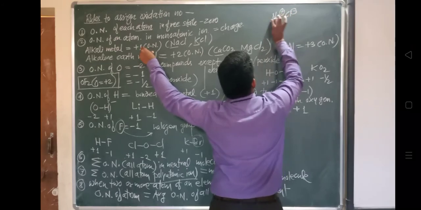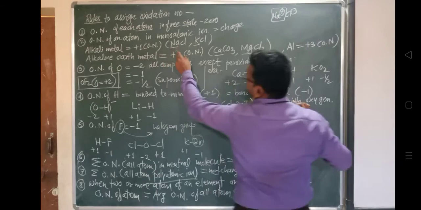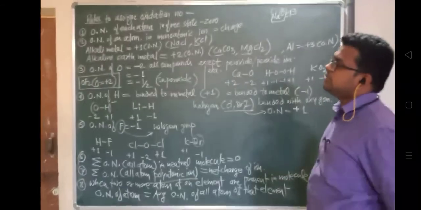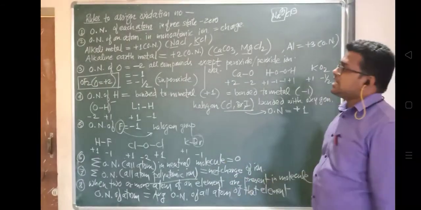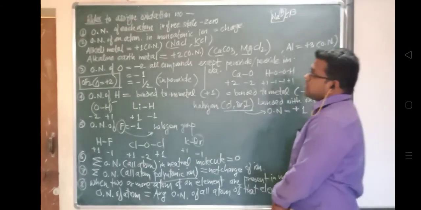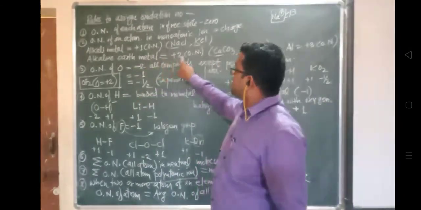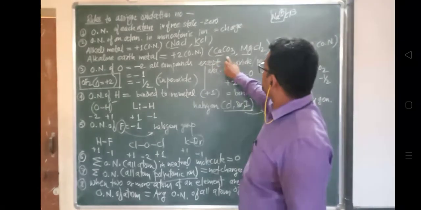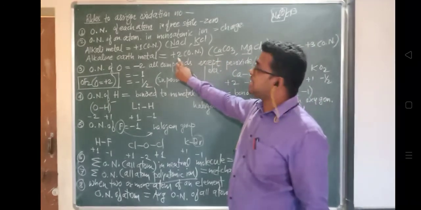So now this Na plus, what is that? Oxidation number is of alkali metal, alkali metal, that is a +1. Then alkaline earth metal, और alkaline earth metal, that is calcium हुआ, magnesium हुआ, उसका जो oxidation number है +2 है.